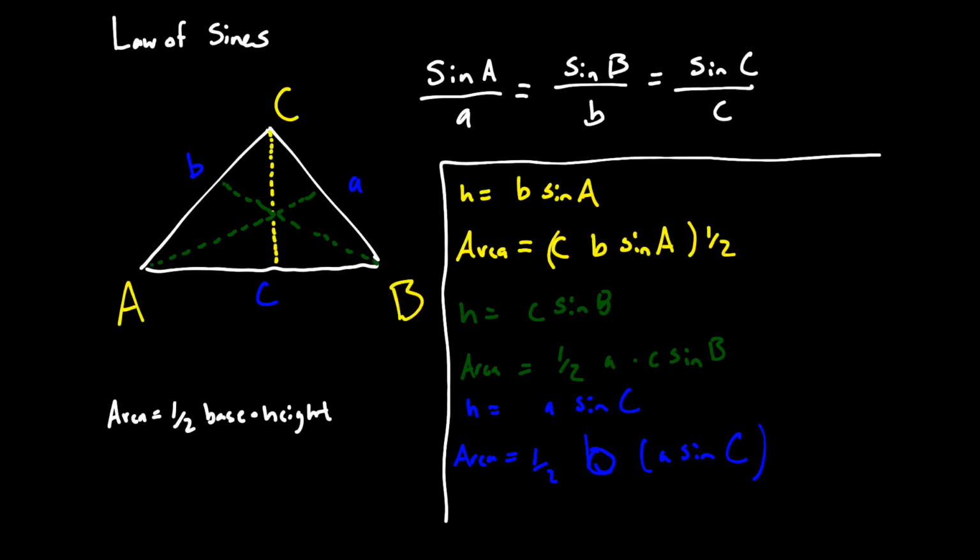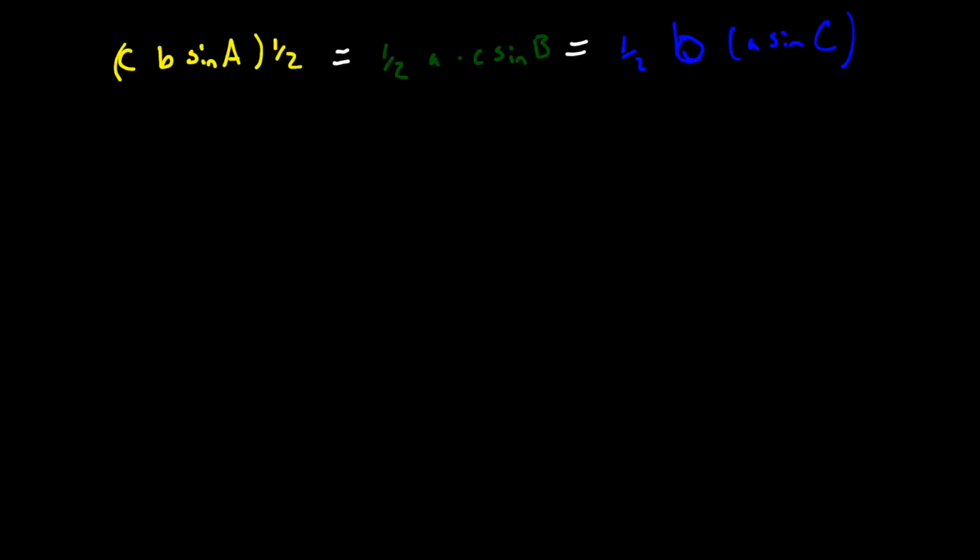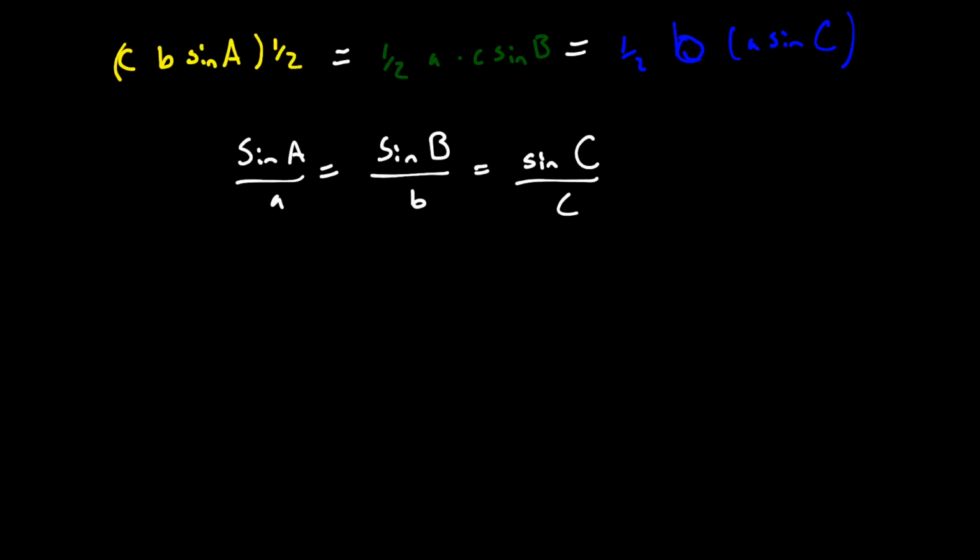Now, take the different representations that we got for our area and set them equal to each other. Multiply this entire equation by 2 and then divide by abc. And we obtain our result: sine A divided by a is equal to sine B divided by b, which is equal to sine C divided by c. And let me reiterate that the numbers on the bottom correspond to sides of our triangle, and the capital letters correspond to the angles.